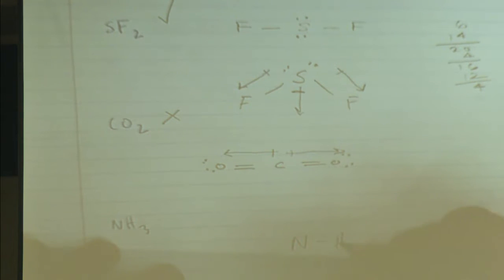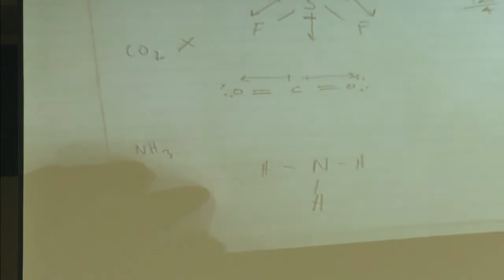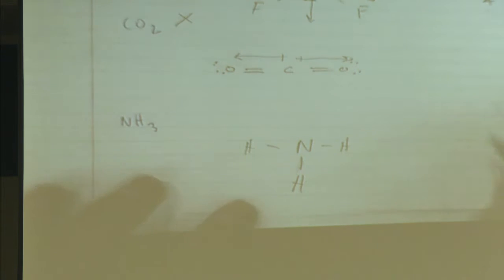So let's move on to NH3. Not polar. All right, so this is NH3. And we have 8 valence electrons, 5 from the nitrogen, 1 from each hydrogen, equaling 8. We have 6 in our skeleton, 2 left over. They're going to go on the nitrogen, right?